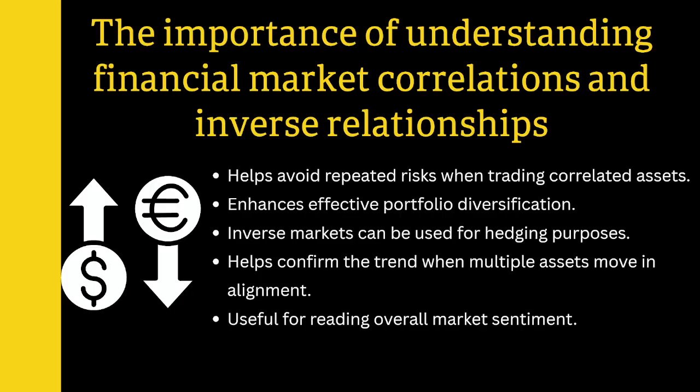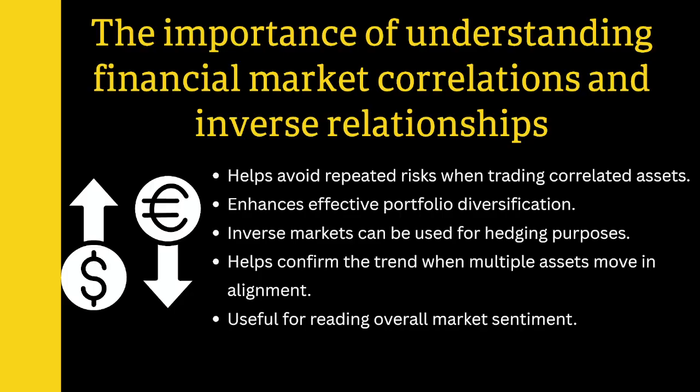The second thing is it enhances effective portfolio diversification. And diversification, like we said at the beginning of the course, is very important when investing. Your portfolio should be diversified, and therefore knowing which markets are correlated and related helps you diversify even better. Thirdly, inverse markets can be used for hedging purposes. What does hedging mean? Hedging means opening two trades at the same time in opposite directions, meaning buying and selling on the same asset. So whatever happens, you're winning.